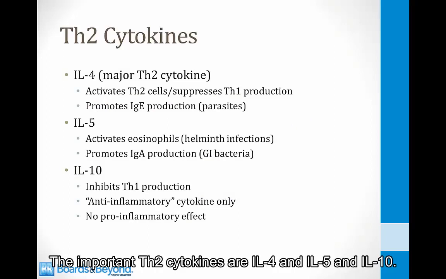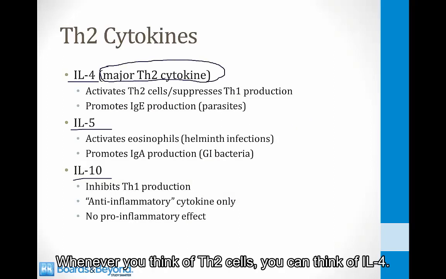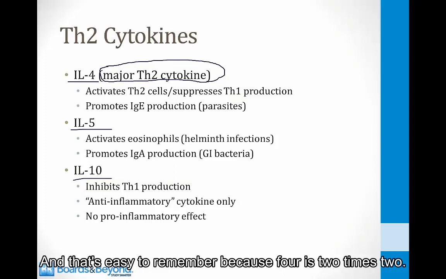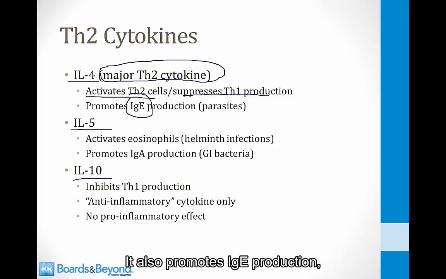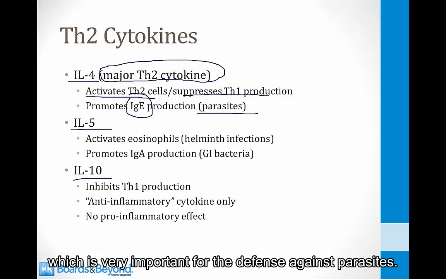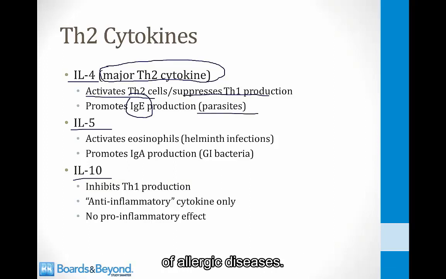The important Th2 cytokines are IL-4, IL-5, and IL-10. And of these, IL-4 is the major Th2 cytokine. Whenever you think of Th2 cells, you can think of IL-4, and that's easy to remember because 4 is 2 times 2. IL-4 activates Th2 cells and suppresses Th1 production. It also promotes IgE production, which is very important for the defense against parasites. It's also very important in the development of allergic diseases.